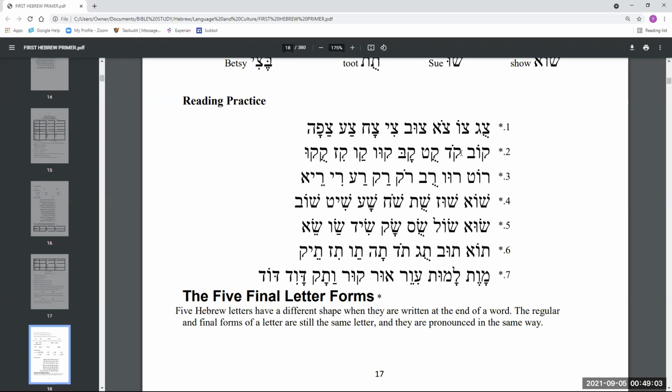That is a kuf, and is that also a holem with a dalet? So that holem is attached to the kuf. Okay, so that would be kod. There you go. Good job.